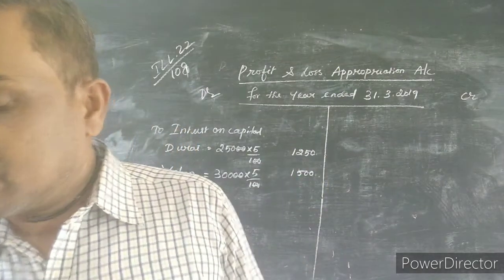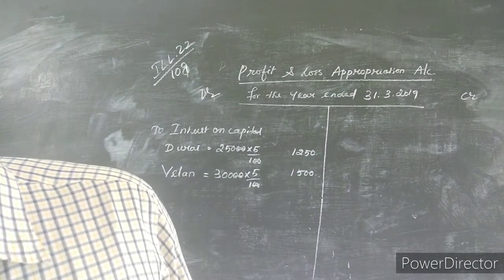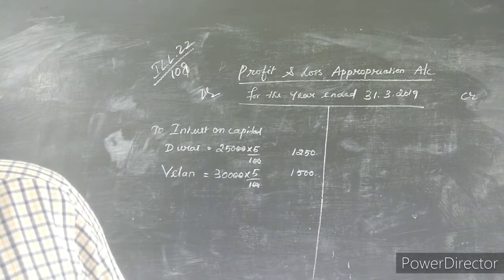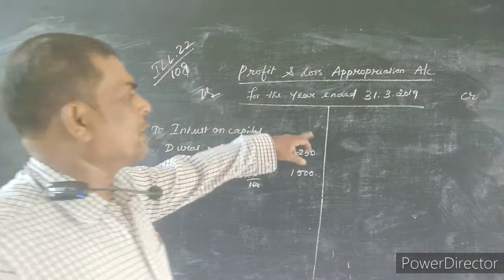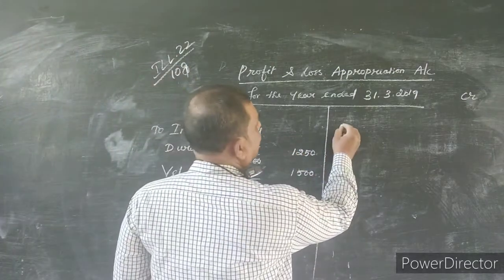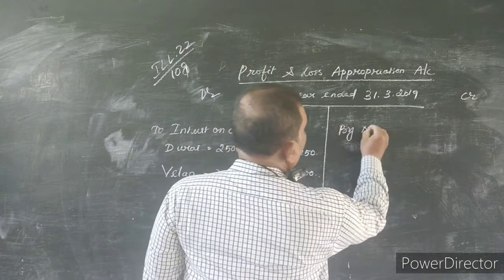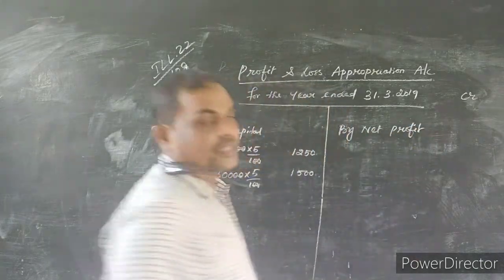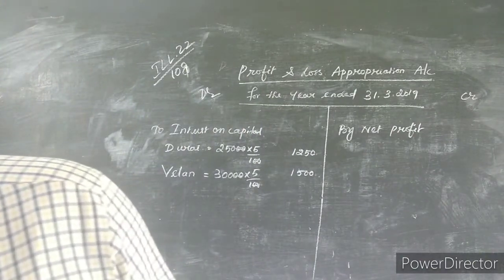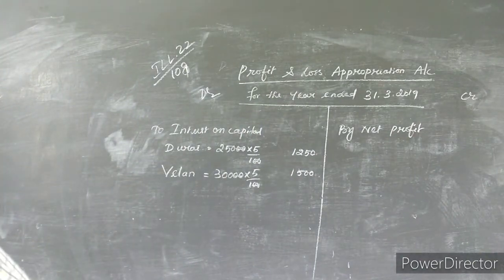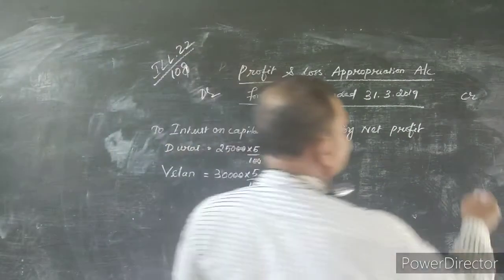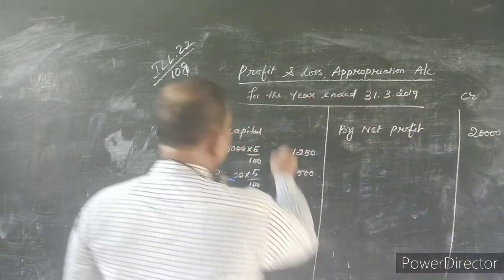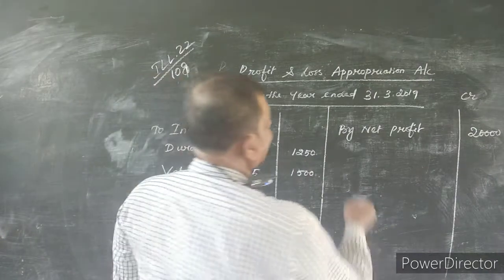Okay, and here two more items he has given, that is interest on drawings. Before putting the interest on drawings, we must put here by net profit. What is the net profit here? Net profit for the firm is rupees 20,000. Credit side rupees 20,000.